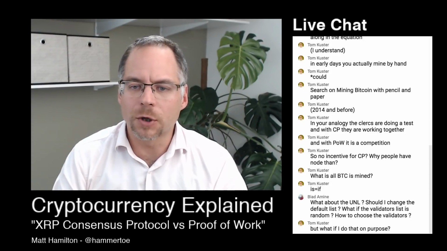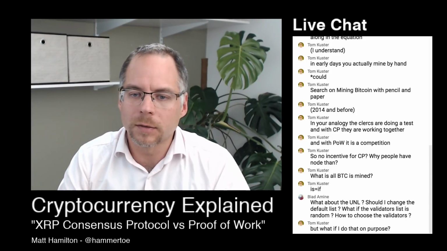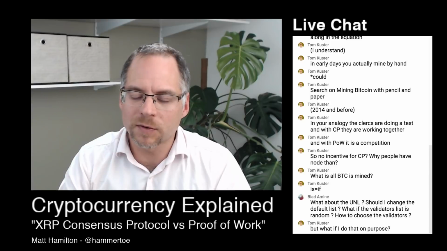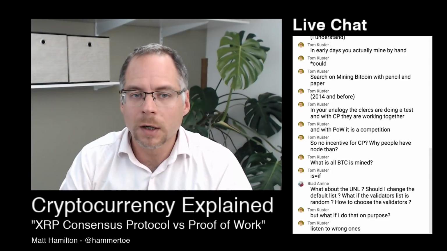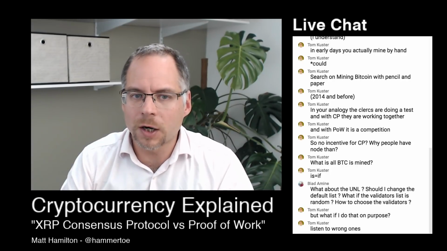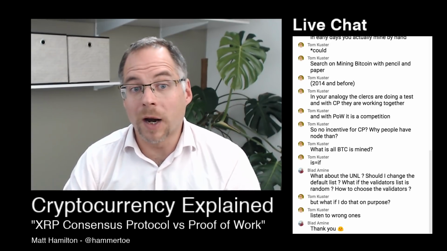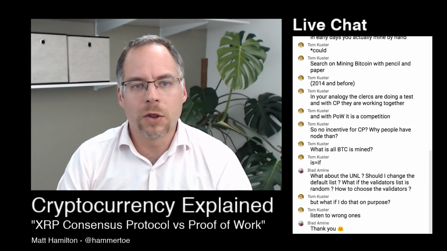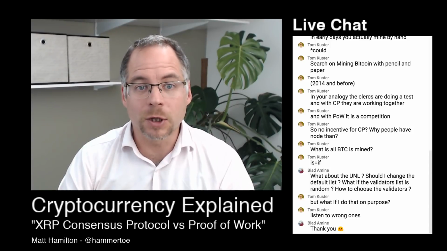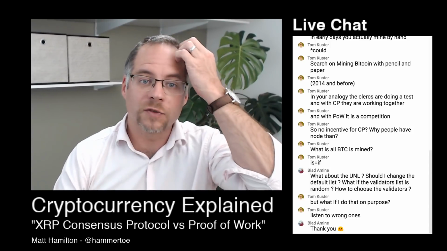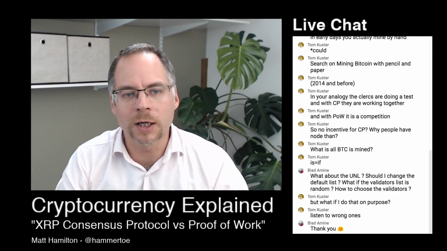What if you do that on purpose, Tom? What if you choose to disrupt the list, or choose to listen to the wrong ones? If you choose to listen to the wrong ones, then the chances are you will end up with a different view of the ledger. So you might have transactions on there that don't agree with transactions on the rest of the network, and you would have what in Bitcoin terms they would call a hard fork. In effect, you have chosen a set of parameters different to the set the rest of the network are using, and as a result, you would end up with something different.